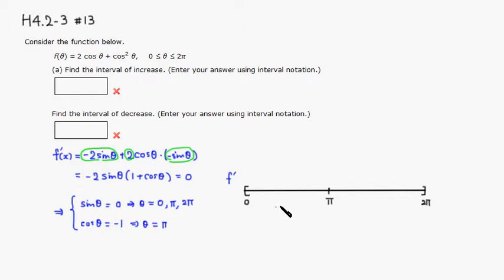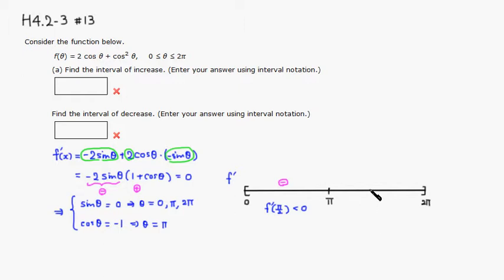So we can try anything in between 0 and pi. We can try pi over 2. So f prime of pi over 2. If you plug in here, sine of pi over 2 is going to be 1, and so this is going to be negative because of the negative sign. And 1 plus cosine of pi over 2: cosine of pi over 2 is 0, so it's going to be 1. So that's positive. Negative times positive would be negative here.